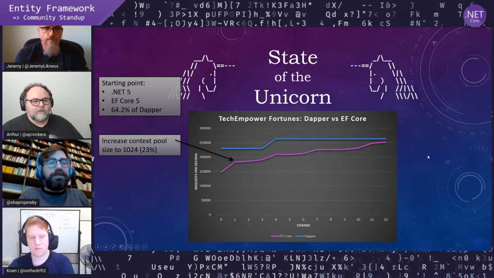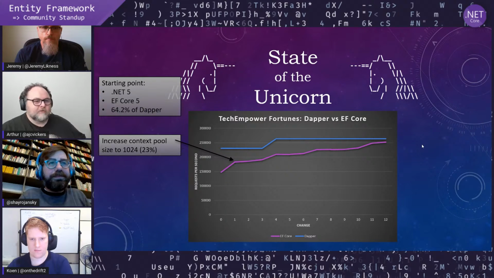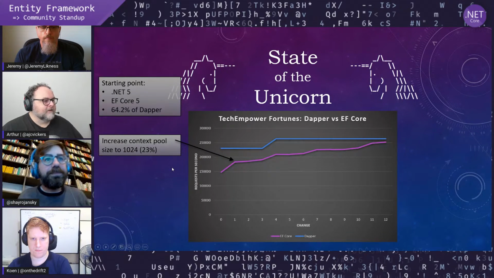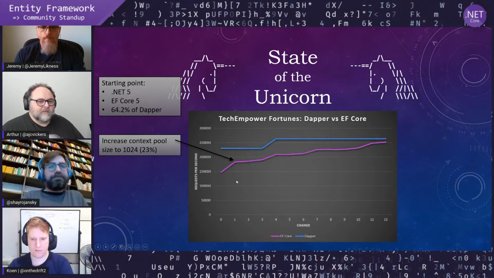So the first thing I'm going to talk about here is we did some tuning of the actual use of EF Core in TechEmpower. For example, increasing the context pool size to 1024 bumped that up quite considerably. And this is partly because we're running on really powerful hardware, so we can have a lot of contexts pooled. But we're going to look at changing the default for that as well.